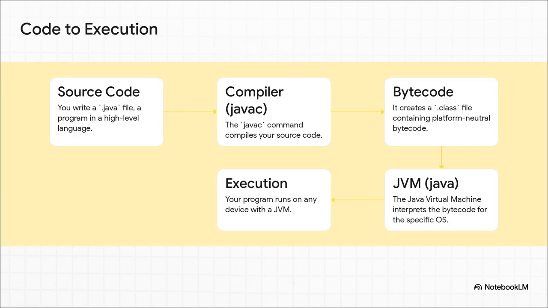And here it is, the whole journey from your code to a running application. You write your source code in a .java file. Then, the compiler, Javac, does its thing. But here's the twist. It doesn't create machine code for Windows or Mac. Nope, it creates this universal, platform-neutral thing called bytecode. Then, the Java Virtual Machine, or JVM, acts like a real-time translator on whatever device it's on. The JVM is the bridge that makes it all possible.